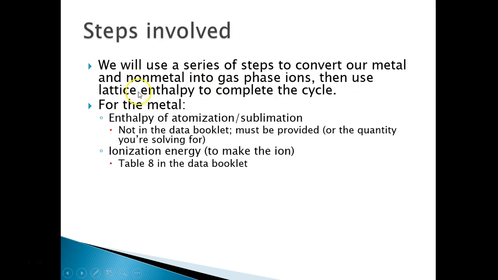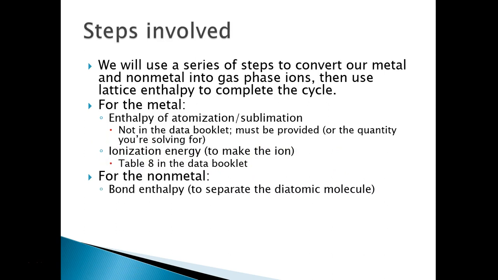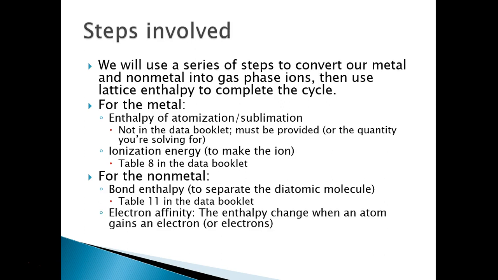Now notice, it's really important, technically for our cycle to be correct, we have to do the enthalpy of sublimation first, because ionization energy is defined in the gas phase. Okay, so then we have our gas phase metal ion, and then we have to look at the nonmetal. And for the nonmetal, first, most of these are going to be diatomics, so we have to use the bond enthalpy to separate the molecule into atoms. And that's in table 11 in the data booklet. And then we have to use electron affinity. So that's the enthalpy change when an atom gains an electron or electrons. And that's in table 8 in the data booklet.